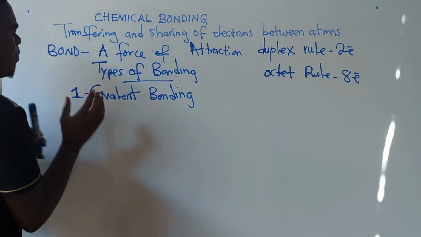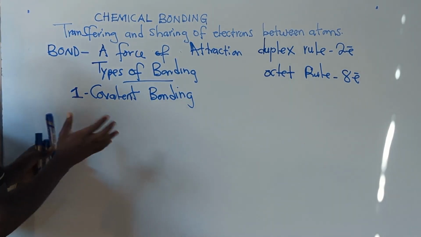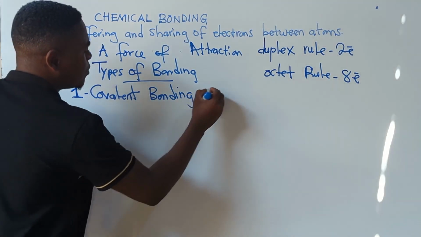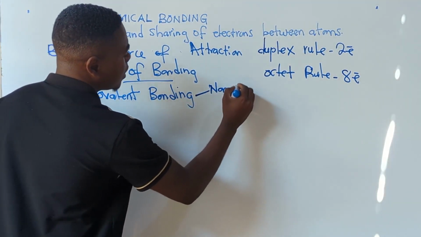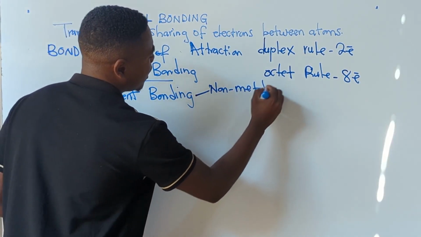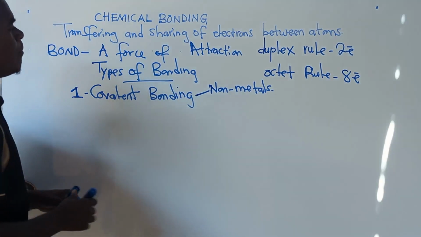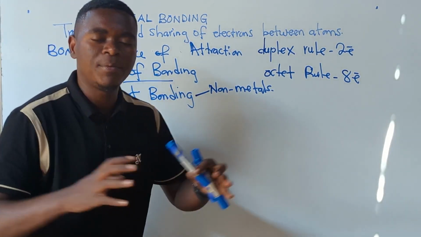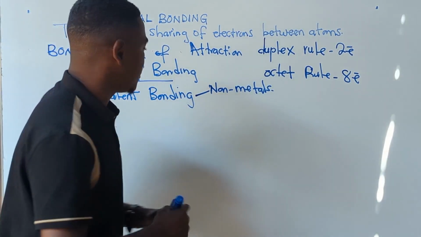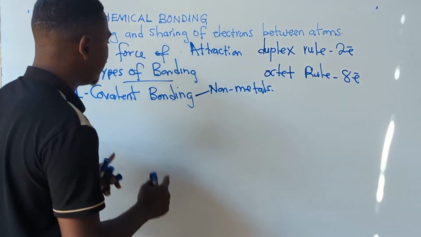So covalent bonding is a certain type of bonding that gets to exist between what? Non-metals. So this one gets to exist between non-metals. A kind of bonding that gets to exist between non-metals is what we call covalent bonding.